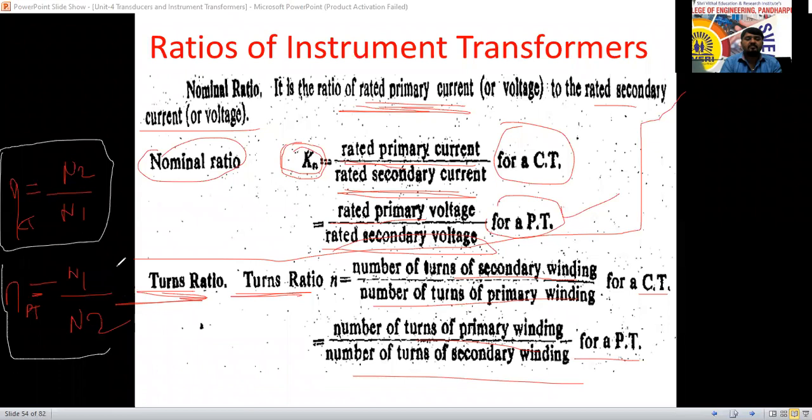Is there a difference or not? Is there any difference? Roll number 10, are you there? Yes, sir. Is there any difference here comparing these two equations? Yes.